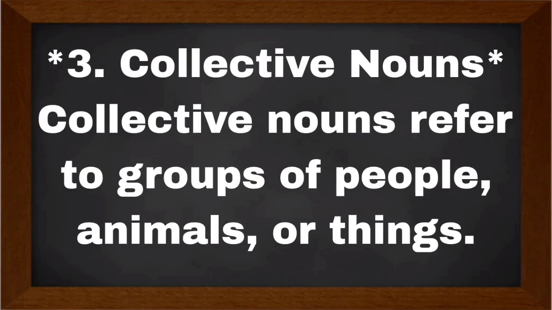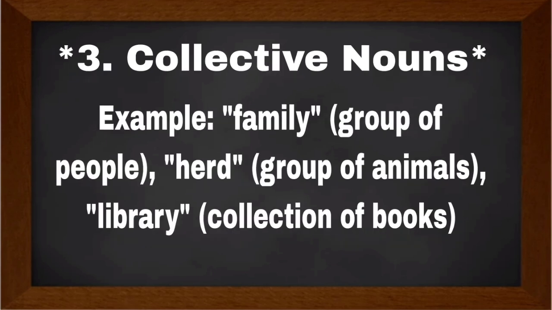3. Collective nouns. Collective nouns refer to groups of people, animals or things. Collective nouns examples: family, group of people, herd, group of animals, library, collection of books.